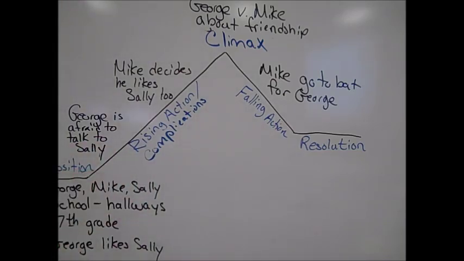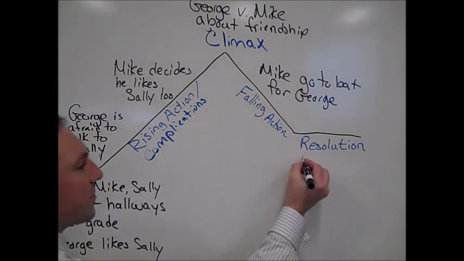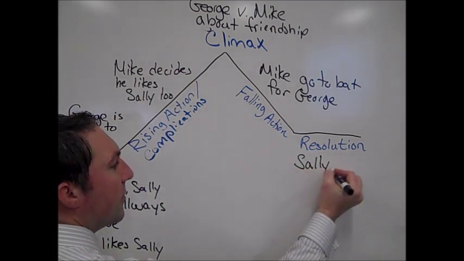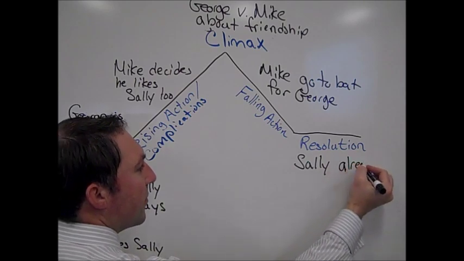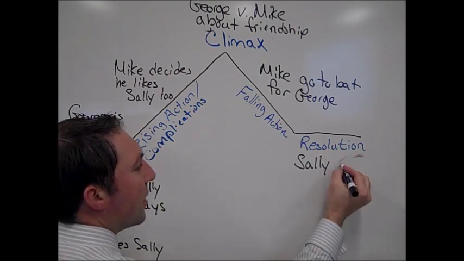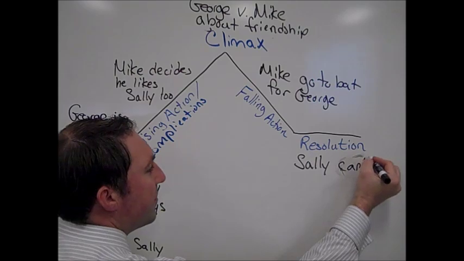Our resolution is that through all of this problems, George and Mike are now friends. The original problem that George likes Sally does get a resolution, because when Mike finally starts talking to Sally and George gets to get a good word in for himself, they find out something terrible. That Sally can't date.